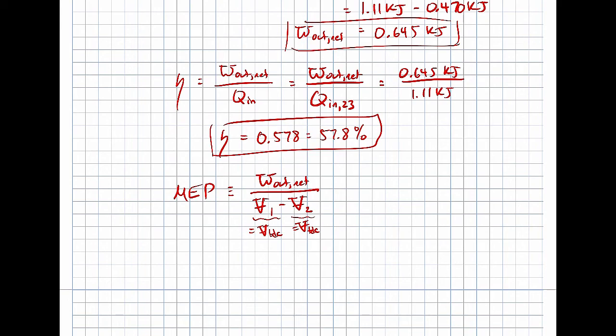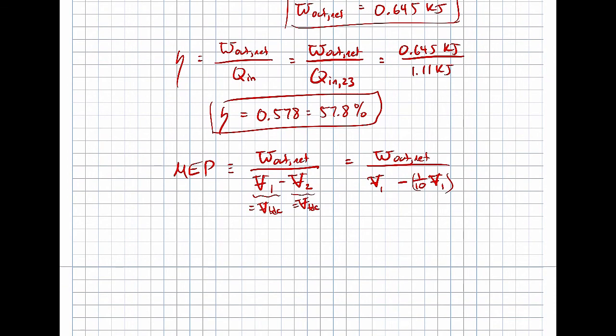And I believe we know from the compression ratio, I'm just trying to see what I had calculated here. Yeah, we know that V2 should be 1/10 the value of V1 from the compression ratio, right? So now, we know the net work out. Now we just need to find the volume at 1.